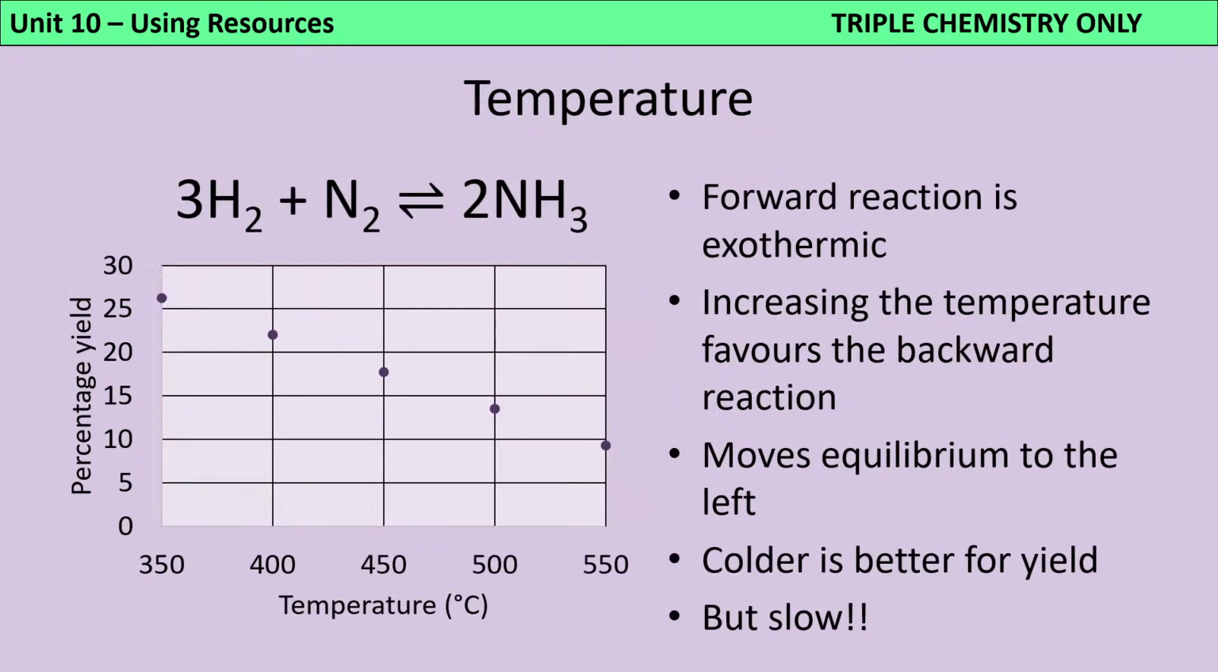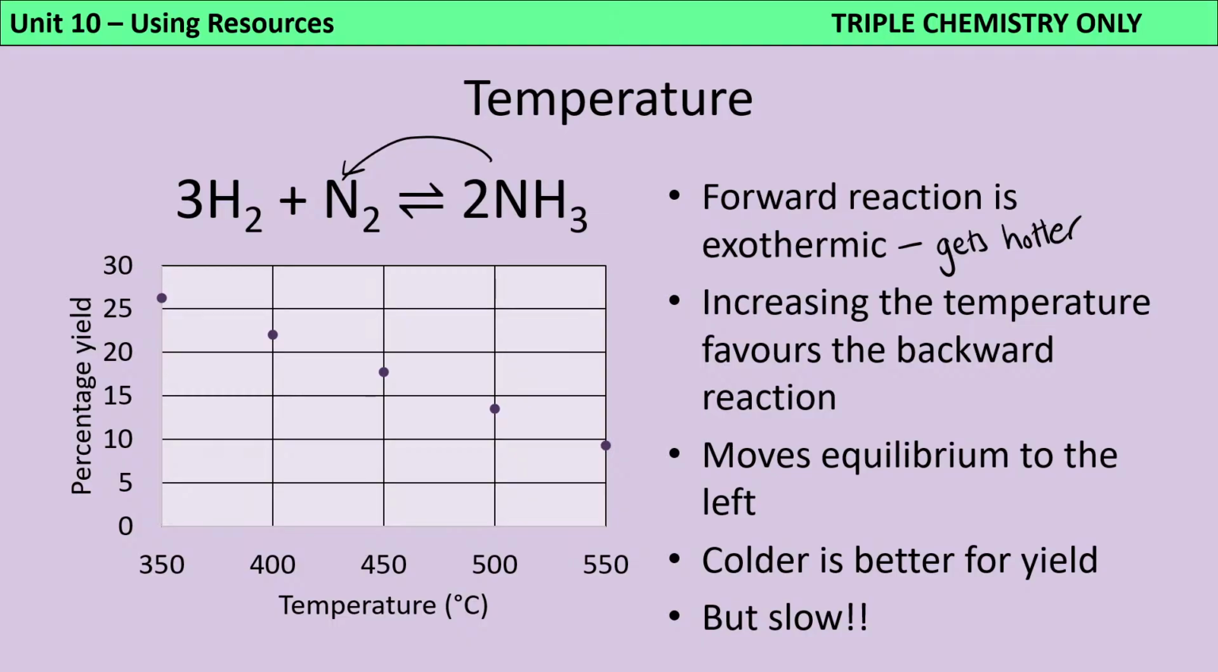And then temperature is a bit more of a nightmare. So we said that in a reversible reaction, one reaction is always exothermic and one reaction is endothermic. So this reaction, the forward reaction, is exothermic. So the forward reaction gets hotter. So if I increase the temperature, that will favour the endothermic reaction, which gets colder, which here is the backwards reaction. So in other words, it's going to make that happen. So I'm going to make less ammonia if it gets hotter.